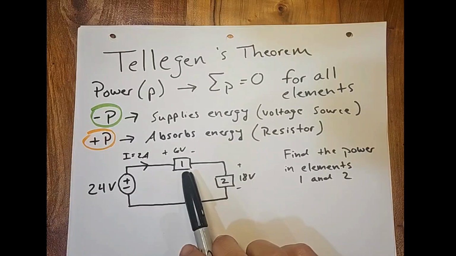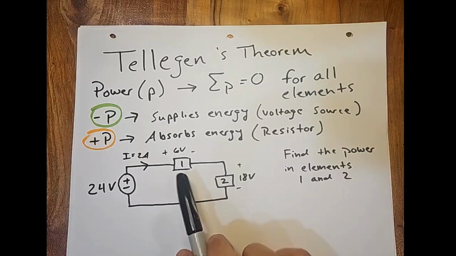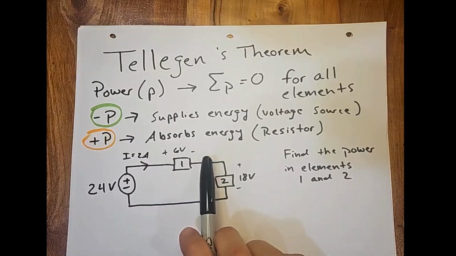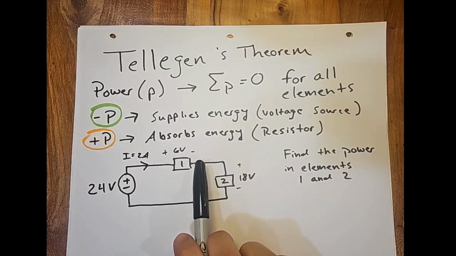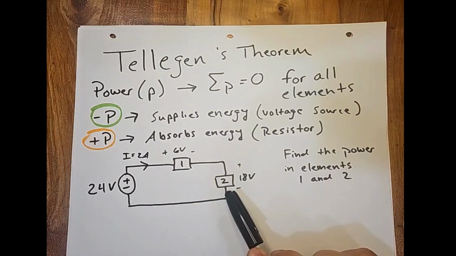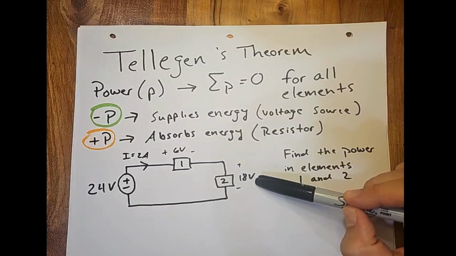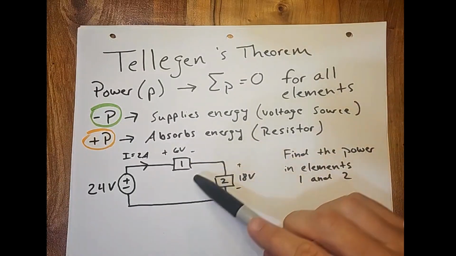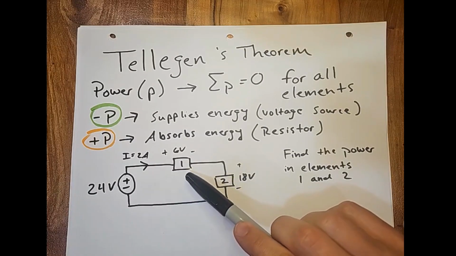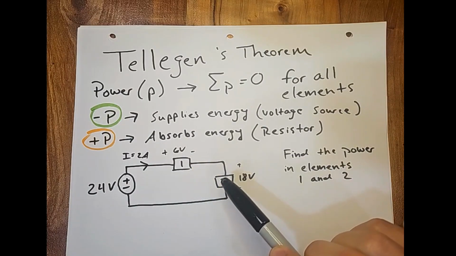This is element number 1. We don't know what it is, we just know it's an element. We have it labeled 1. On this side, it's positive. This side, it's negative. So we're going from high potential to low potential. And then we have element number 2, high potential, low potential, 6 volts, 18 volts, respectively. So let's find the amount of power either coming or going from element number 1 and element number 2.